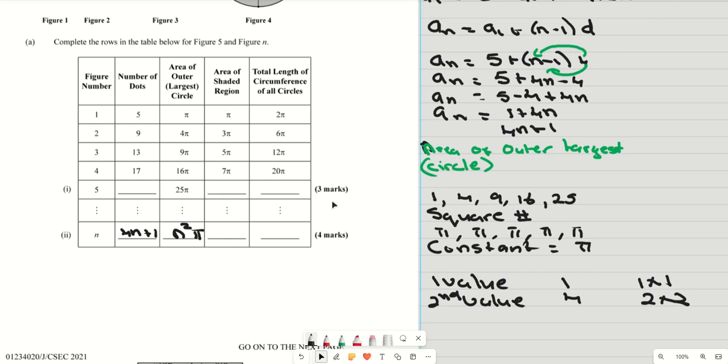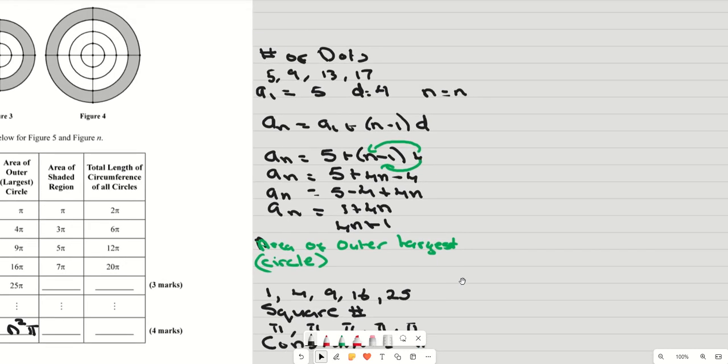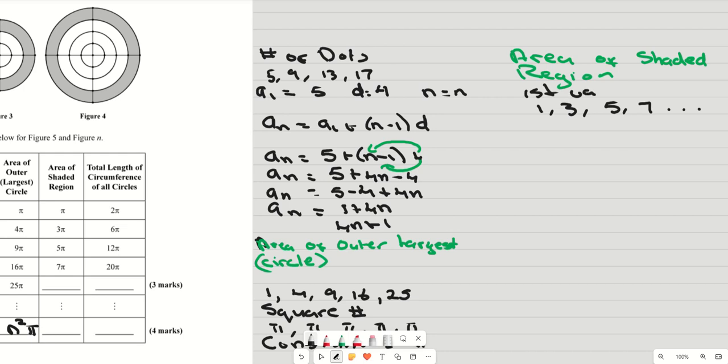Then we're going to look at this. All right, let's just go to the next slide. Area of shaded region. There are two values. Your first value is the coefficients of pi, which would be 1, 3, 5, 7, dot, dot, dot. And then your second value is only pi. So it's pi, pi, pi, pi.